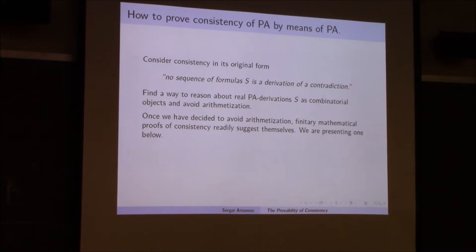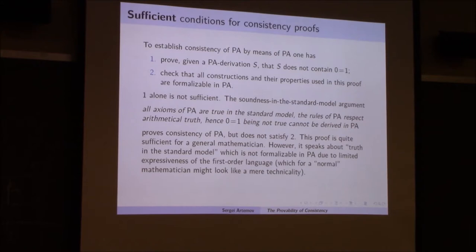So once you have decided to avoid arithmetization, actually finitary arithmetical proofs of consistency readily suggest themselves. I had a choice of several. I picked the one which seems to be an easy sell. But there are many, actually. It's one more conceptual slide, and then there'll be a couple of slides with technicalities, which, if you're an expert, you follow me, otherwise you ask questions.